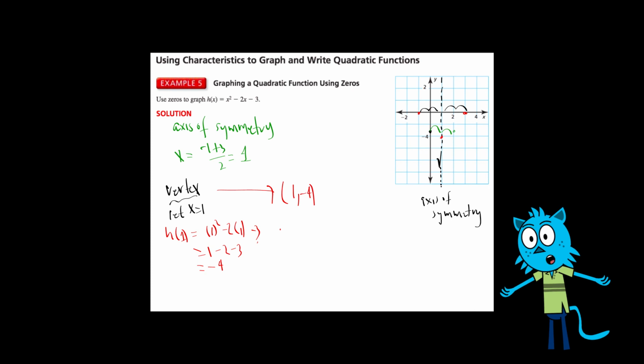Now we have 5 points. 5 points I think is good. Now all we have to do is draw a smooth curve right through all those 5 points, and then we can take a look at our parabola.